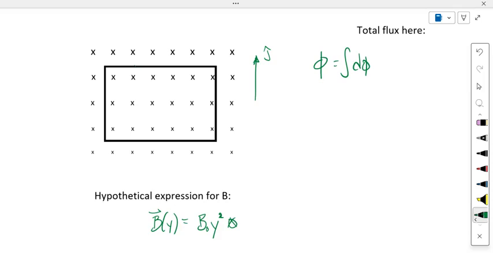Anyway, what I'm trying to get at is that there are constant values of the field within this tiny little area. This thing is a little tiny area right there, and that little area has some spatial dimensions. Let's call this, how about x? And this apparently is a little tiny y.